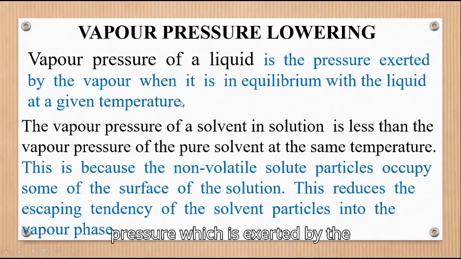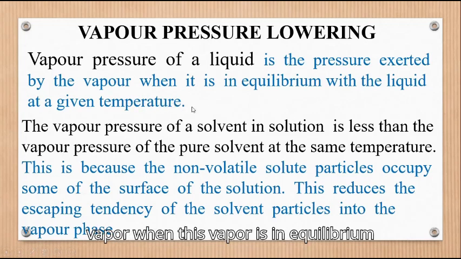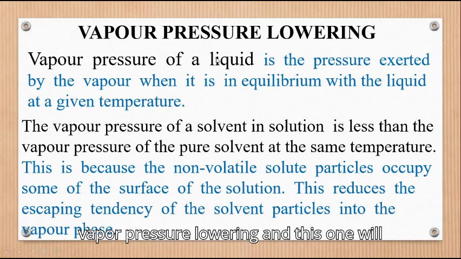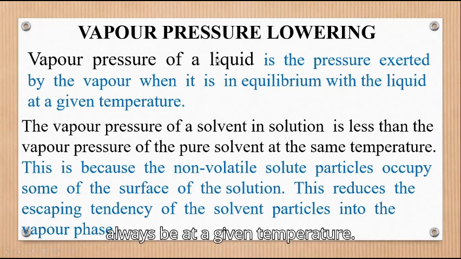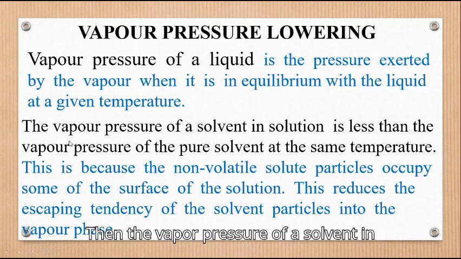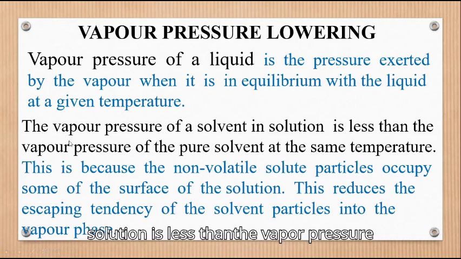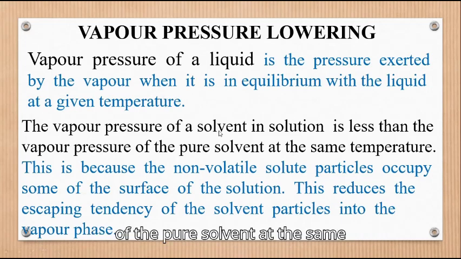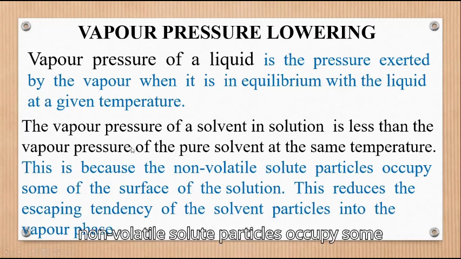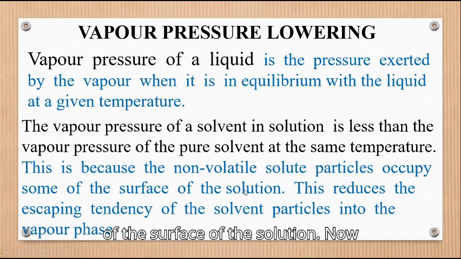So that pressure which is exerted by the vapor when this vapor is in equilibrium with the liquid, it is what we call vapor pressure, and this one will always be at a given temperature. Then the vapor pressure of a solvent in solution is less than the vapor pressure of the pure solvent at the same temperature. This is because the non-volatile solid particles occupy some of the surface of the solution.